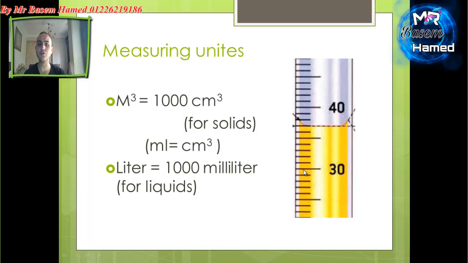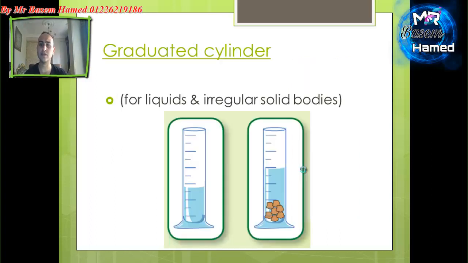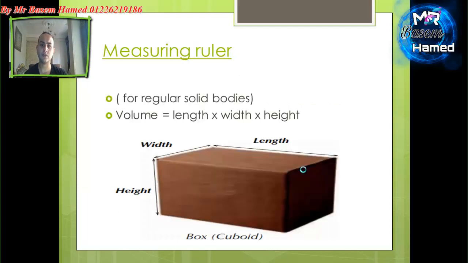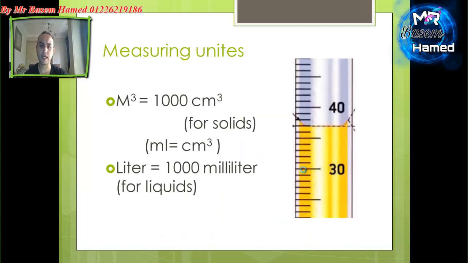So we have measuring tools and measuring units. The measuring tools for the volume are the measuring ruler and the graduated cylinder, and the measuring units for the volume are cubic meter and cubic centimeters for solids, and milliliter and liters for liquids.